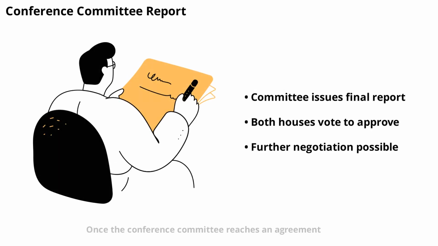Once the conference committee reaches an agreement, they issue a report outlining the final version of the bill. Both houses must then vote to approve this version. If both agree, the bill is ready for the next step. If not, further negotiations may be needed, or the bill may fail.